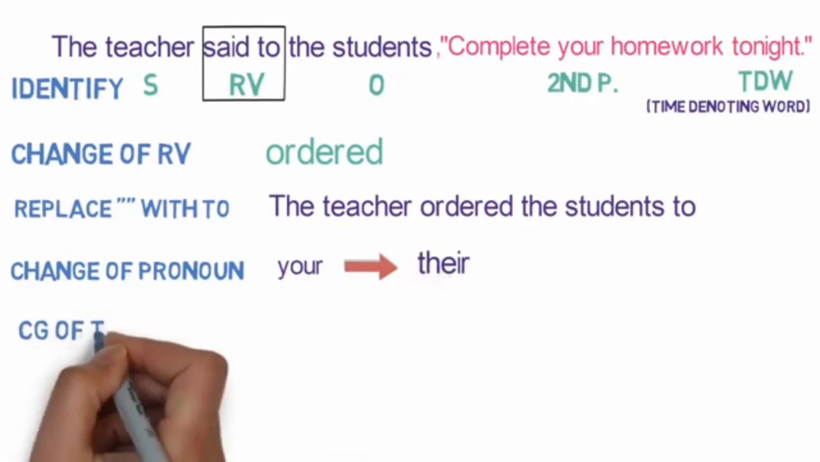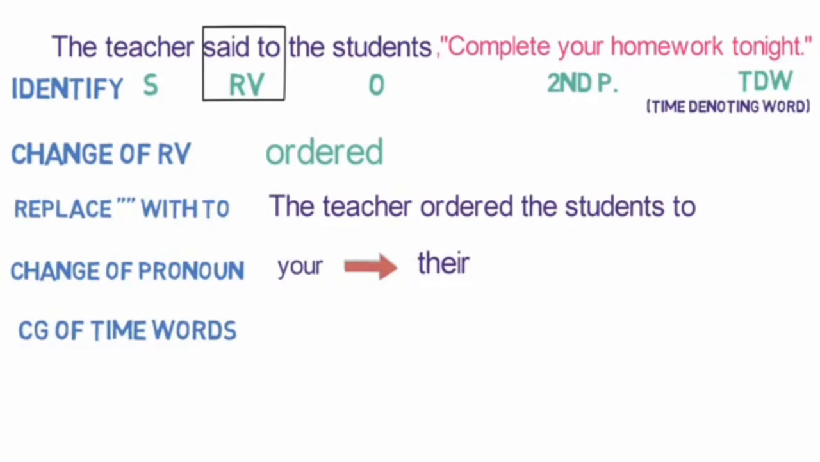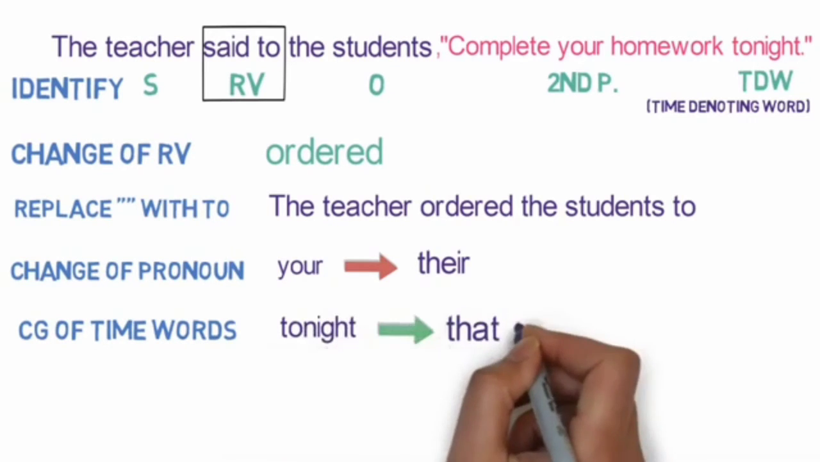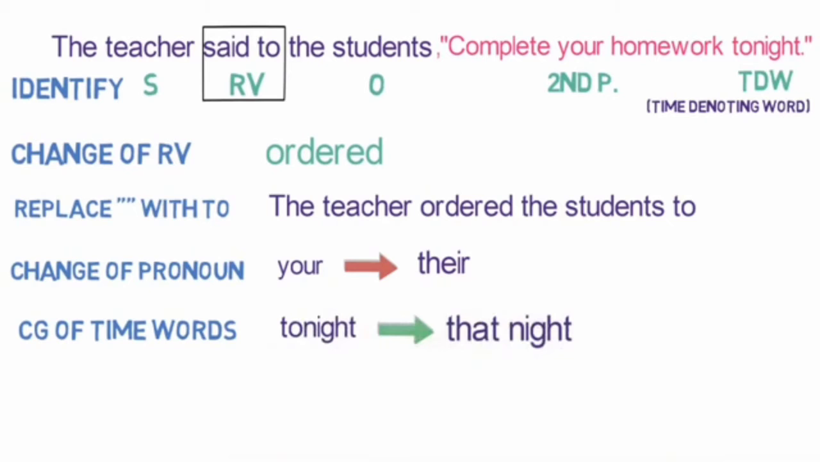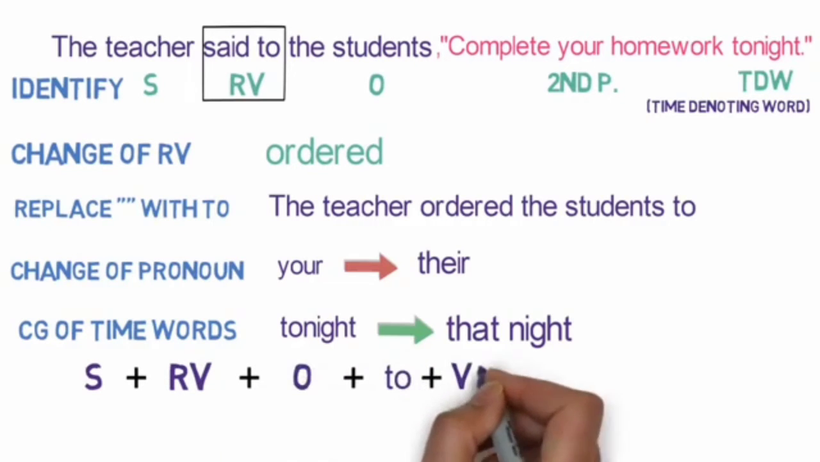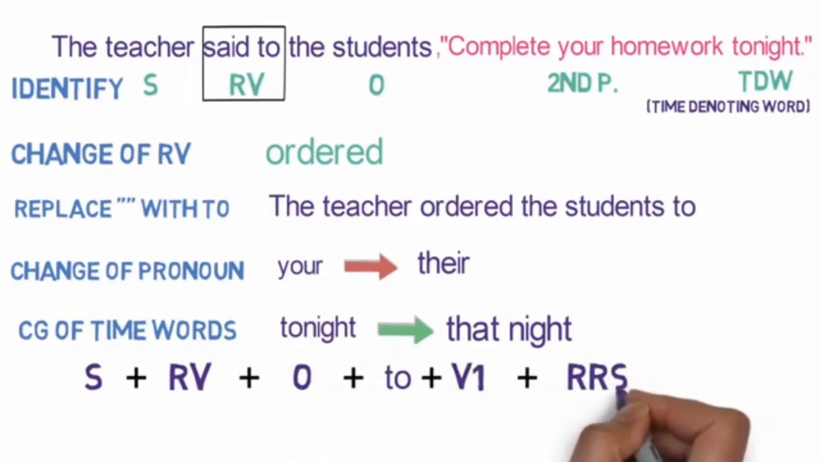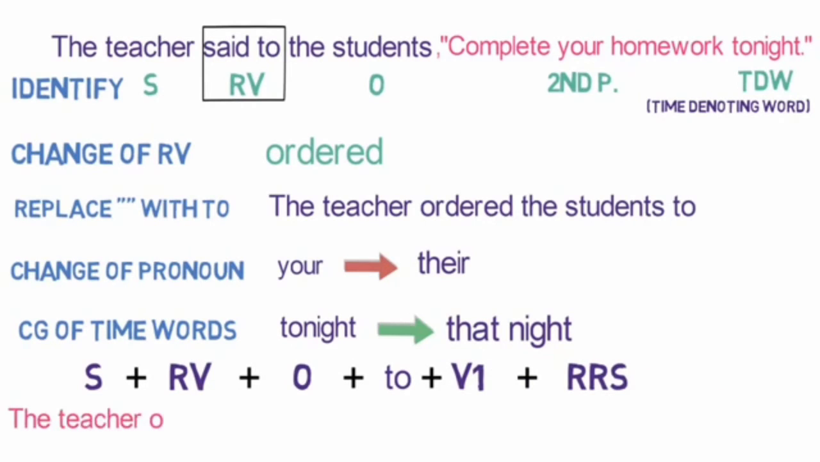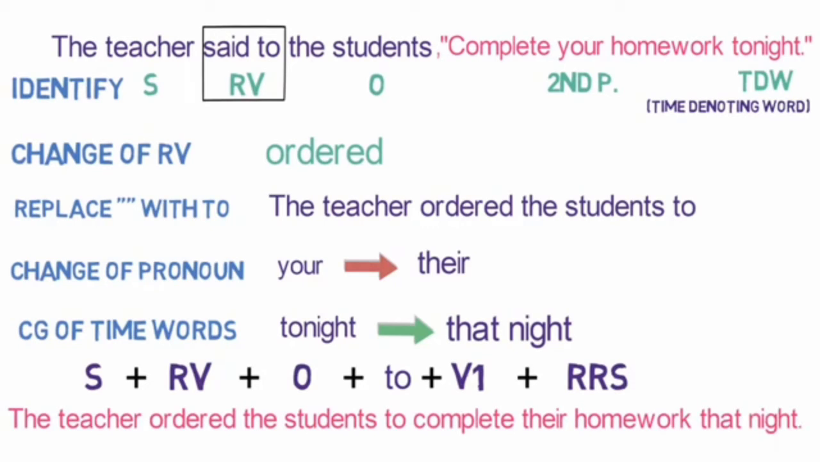Step 5 is the change of word denoting time. Here tonight will be converted to that night. So the final sentence is as per our structure: subject plus reporting verb plus object plus to plus verb's first form plus remaining part in the reported speech. That is, the teacher ordered the students to complete their homework that night.